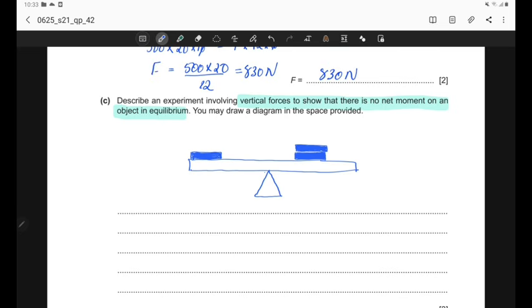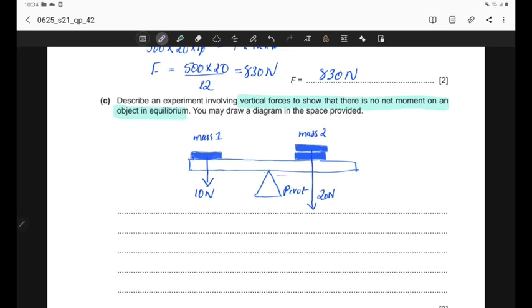Now we need to label. So here it's the pivot, and this is mass 1, this is mass 2, and mass 1's weight will act downwards, and let mass 1's weight be 10 Newton. Mass 2 will be heavier as it consists of 2 masses. For its weight you need to put an arrow double the size of the 10 Newton one. So it must be 20 Newton.